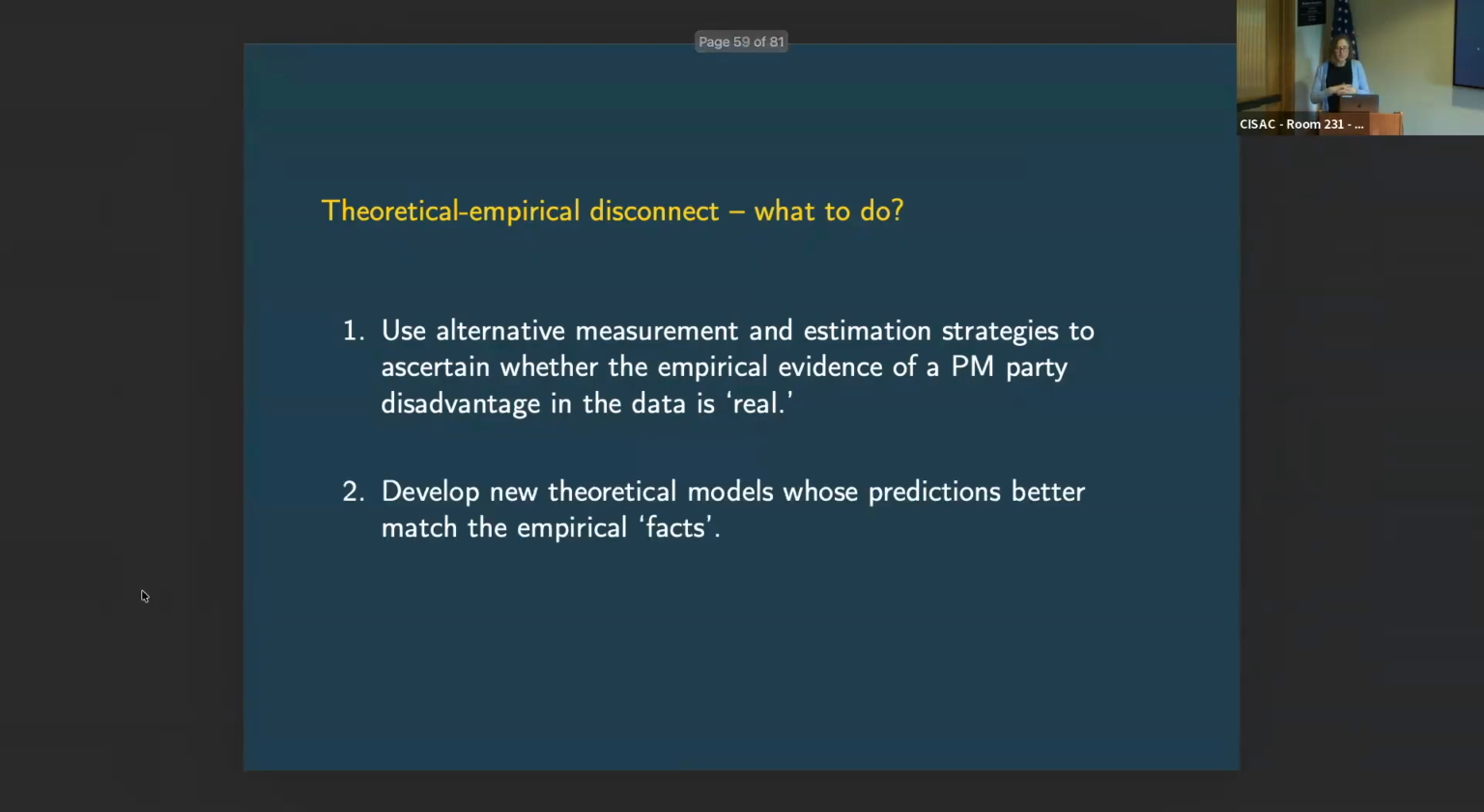So the other approach is we need some new theoretical models whose predictions are more in alignment with these empirical facts. And there are a lot of really good, more recent models that take different approaches and end up predicting proportionality, and sometimes even a disadvantage for the prime ministerial party.